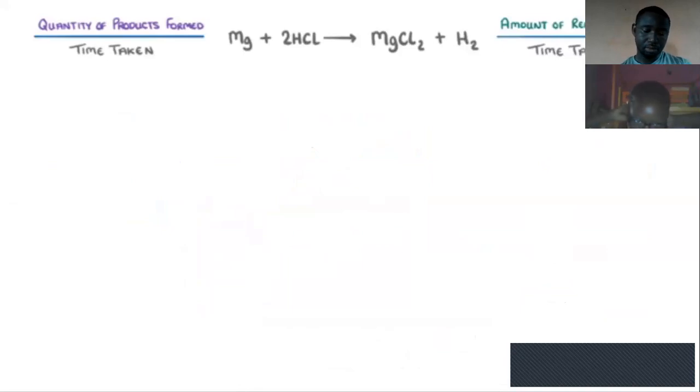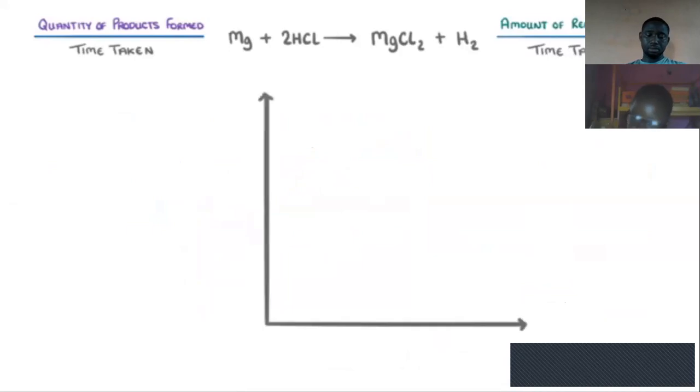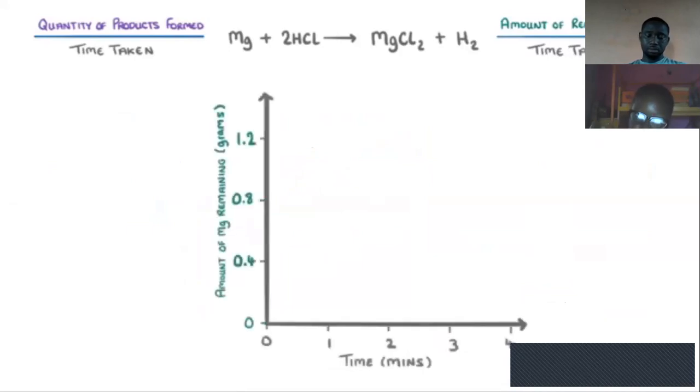Before we finish, I just want to point out that we could also have done the same thing with a graph that plotted the amount of magnesium remaining against time. This time though, the graph would have started with however many grams we used in our reaction, so in this case 1.2 grams, and then would have declined rapidly at first, but then more slowly.